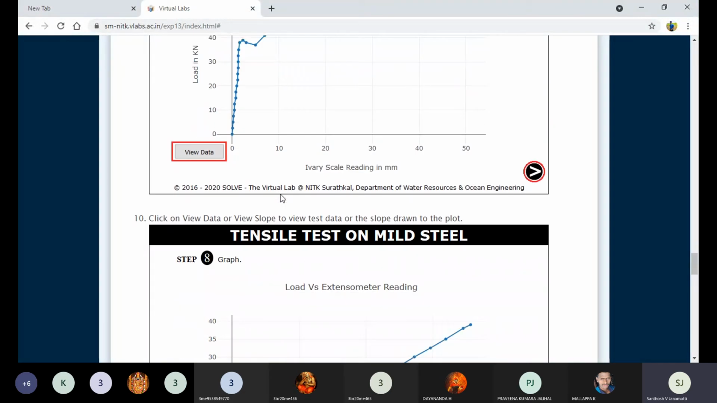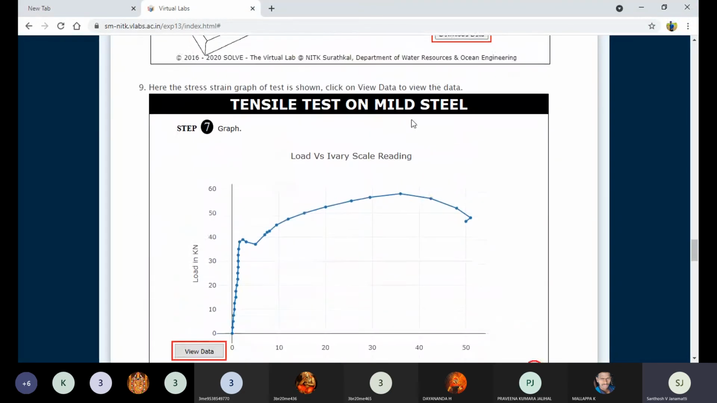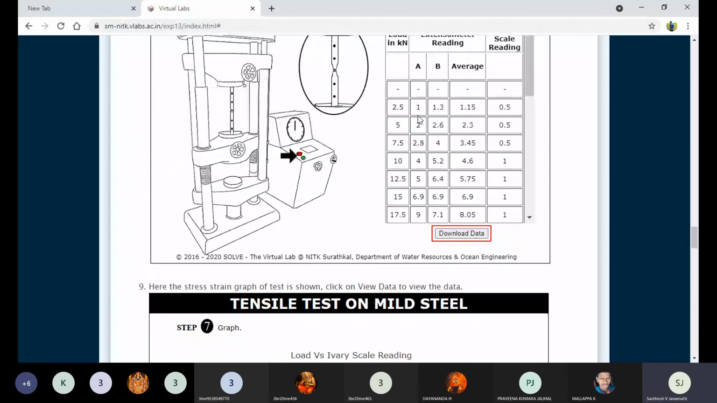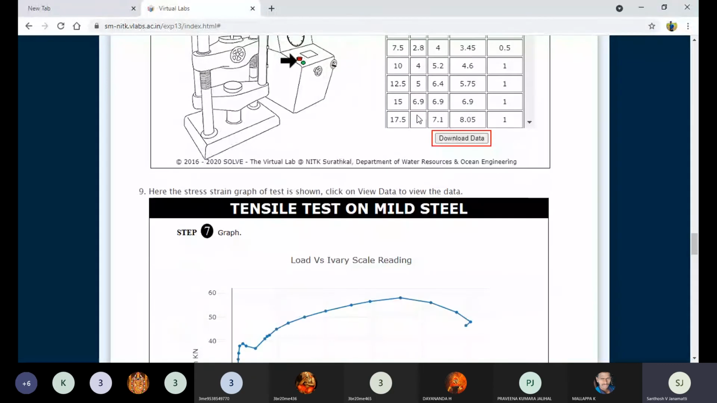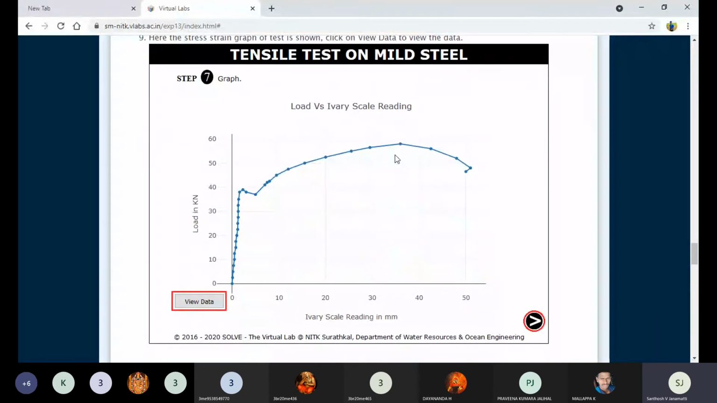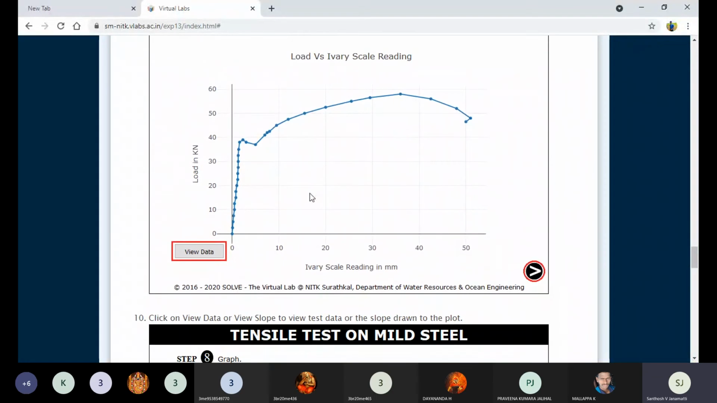Then take all these stress and strain values. With the help of these values, we need to plot the graph of stress versus strain. Hope you understand already; you did all these things. With the help of all the recorded values, you can draw the graph. The graph will be like this, as we already discussed.